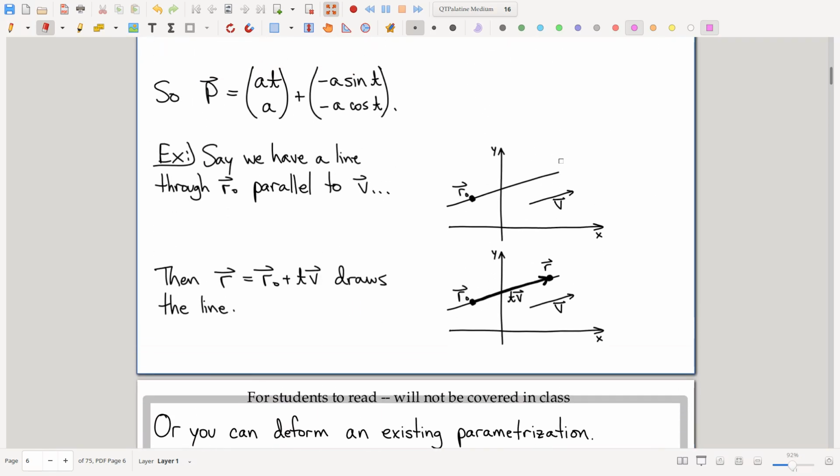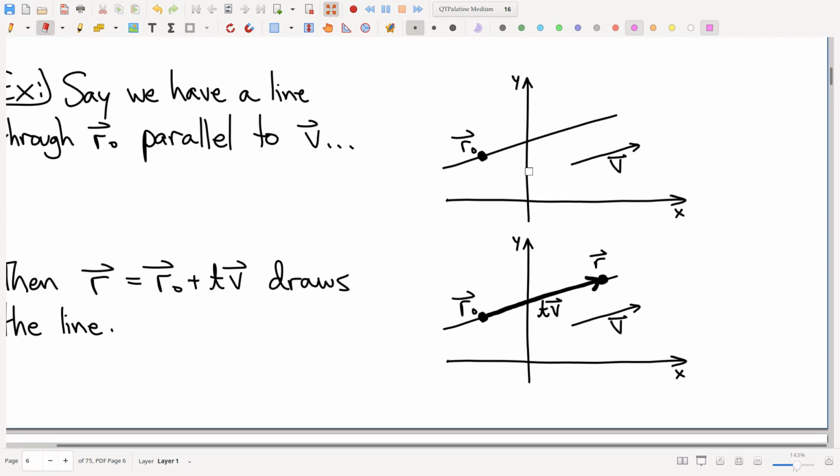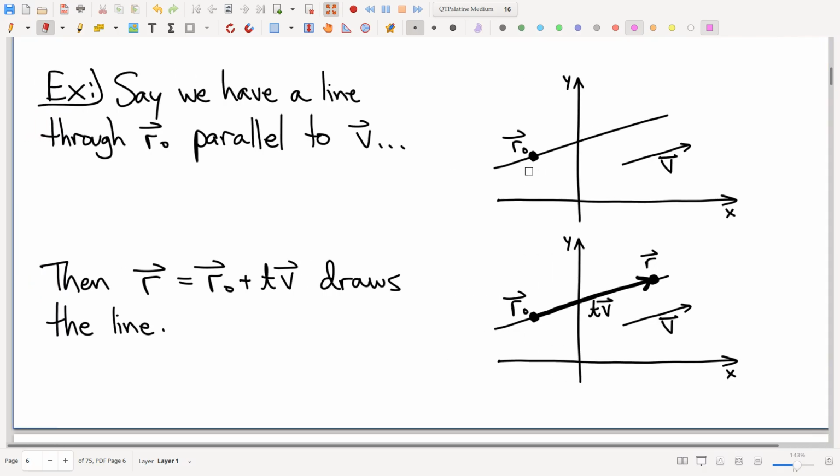Okay, here's another one. Suppose you want to parameterize a line. And in particular, suppose what I know about the line is that I am given a point on the line and a vector parallel to the line.